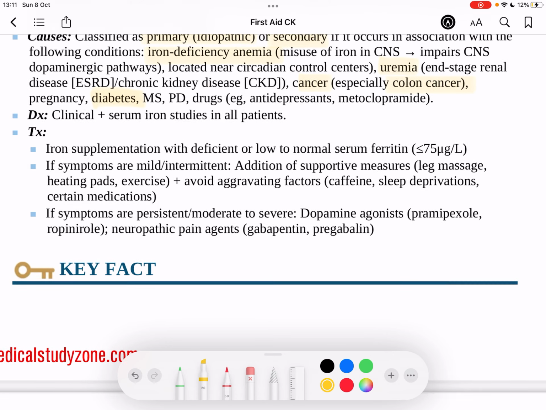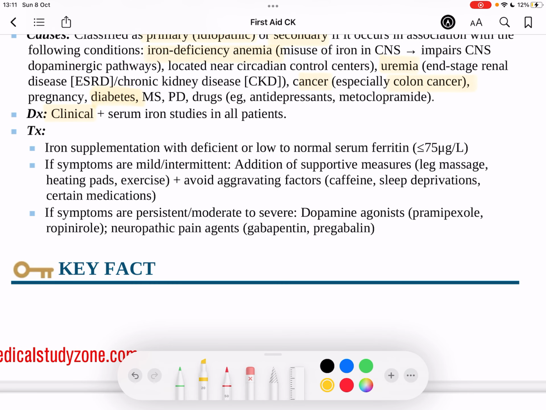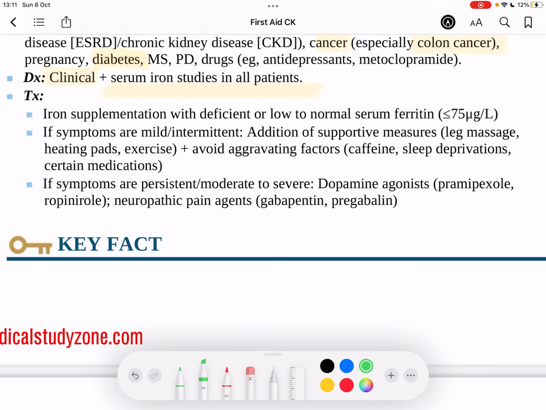Your diagnosis is completely clinical, okay? You're going to be ruling out other potential causes, but you should always do a serum iron study because iron deficiency anemia is very commonly associated with restless leg syndrome. How do we treat this patient? So we usually treat this patient with iron supplementation if they had low ferritin, okay, with deficient iron.